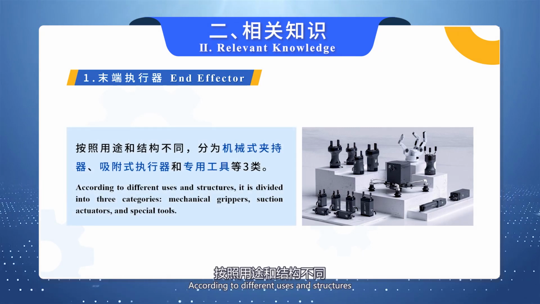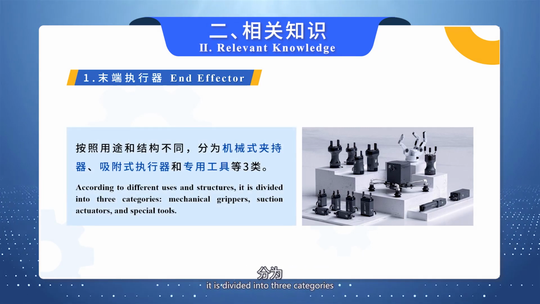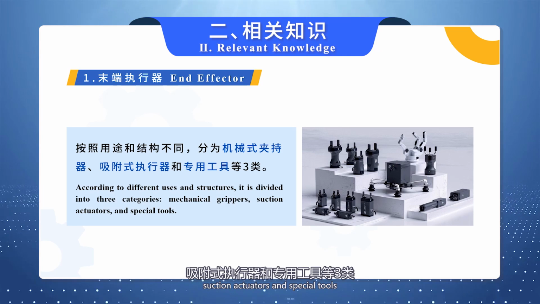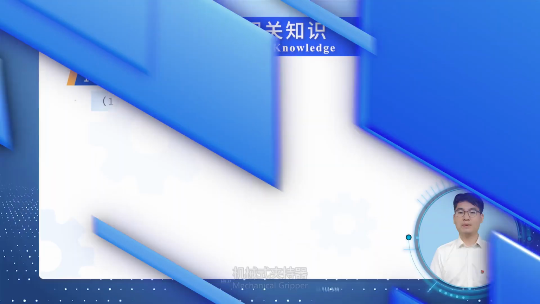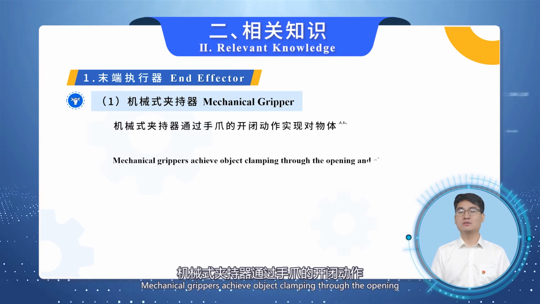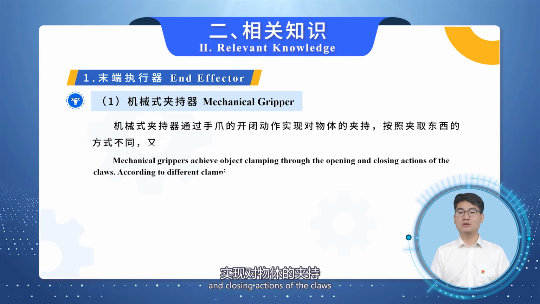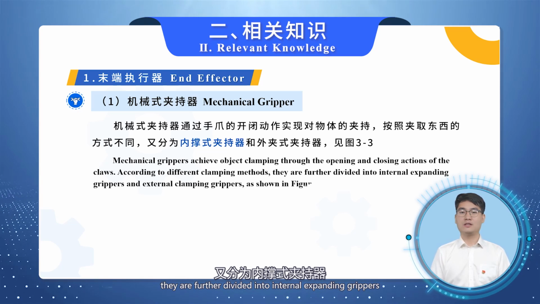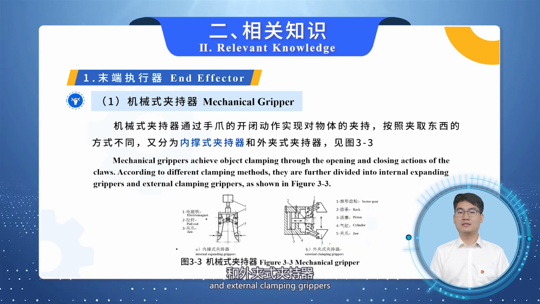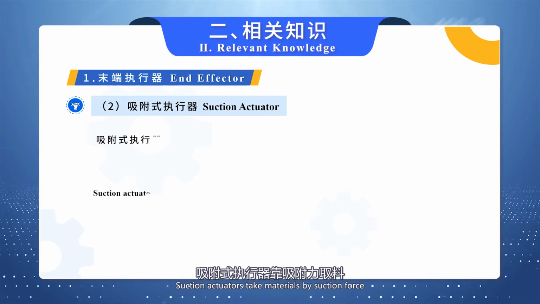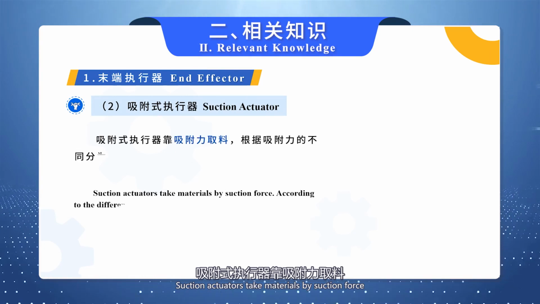According to different uses and structures, it is divided into 3 categories: mechanical grippers, suction actuators, and special tools. Mechanical gripper. Mechanical grippers achieve object clamping through the opening and closing actions of the claws. According to different clamping methods, they are further divided into internal expanding grippers and external clamping grippers, as shown in Figure 3:3.